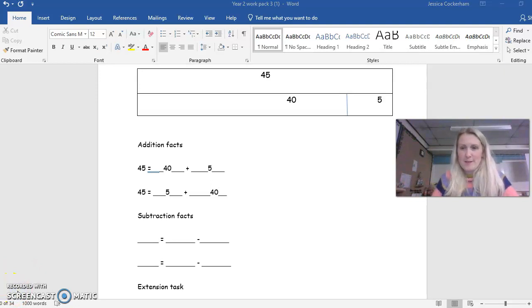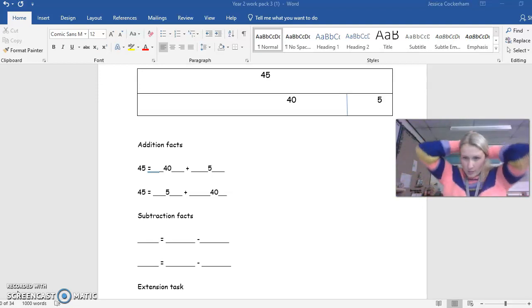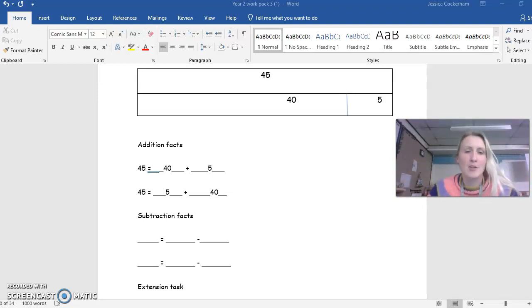Okay, so we've done our addition facts. Let's have a look at our subtraction facts now, which is a little bit more difficult. But let's see if we can come up with a subtraction fact that will match our addition fact here, okay?